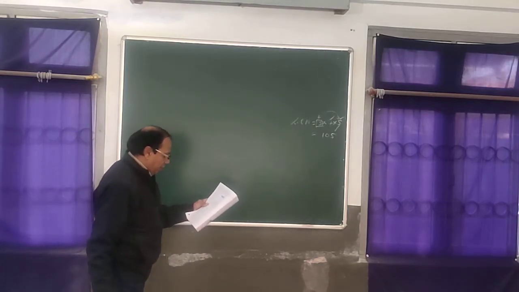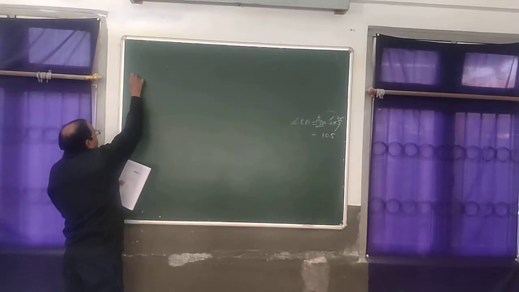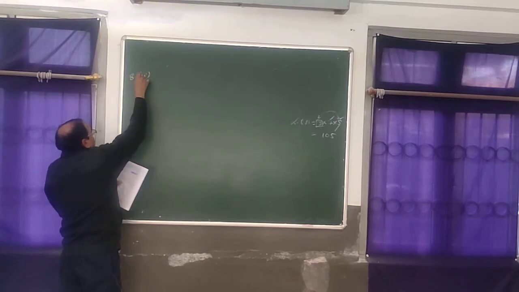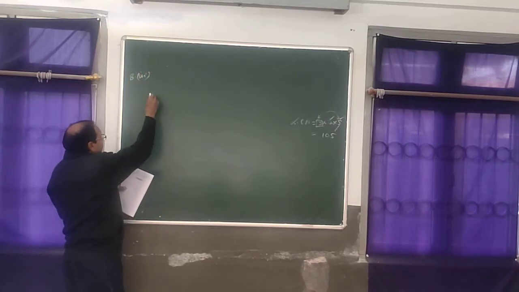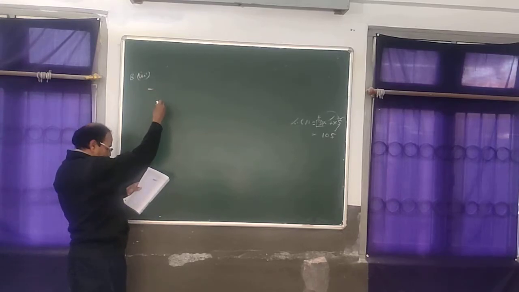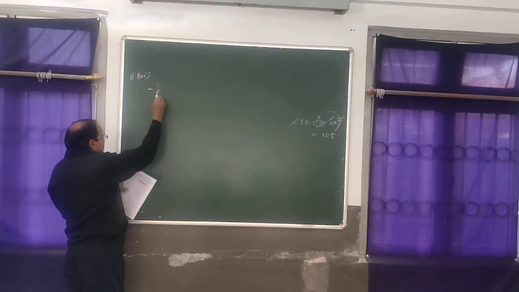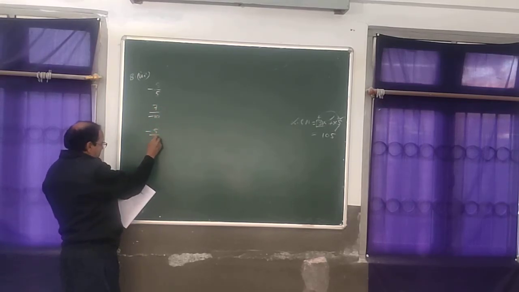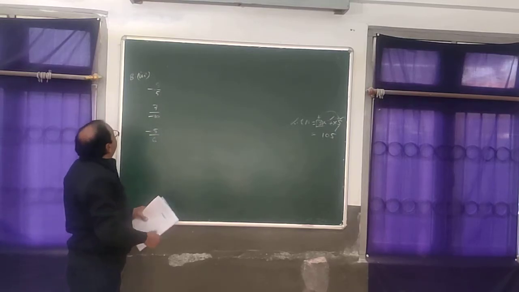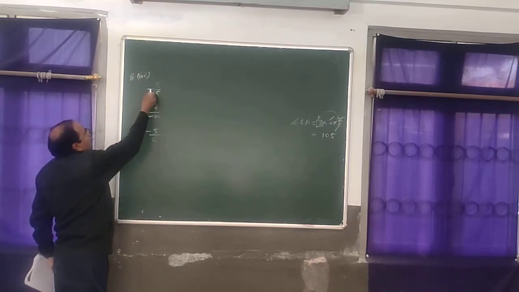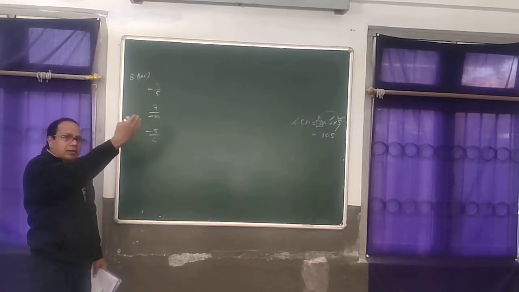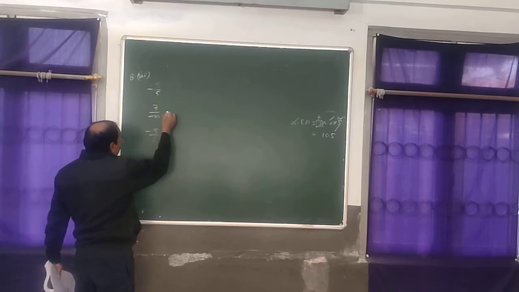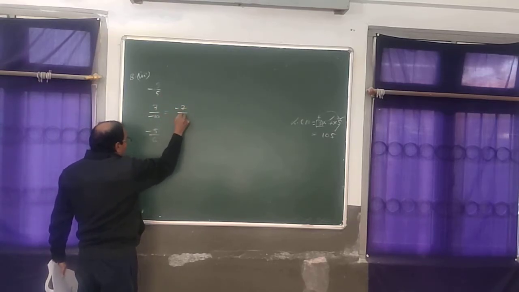Let me do question 8 third. We have the questions with fractions minus 3 by 5, 7 by minus 10, minus 5 by 6. Now here only one minus, so that minus can be all the time in case of numerator. So we will write here minus 7 by 10.